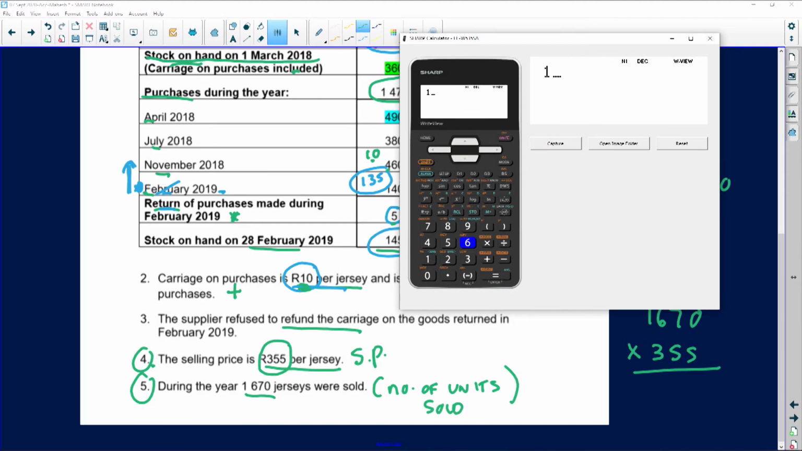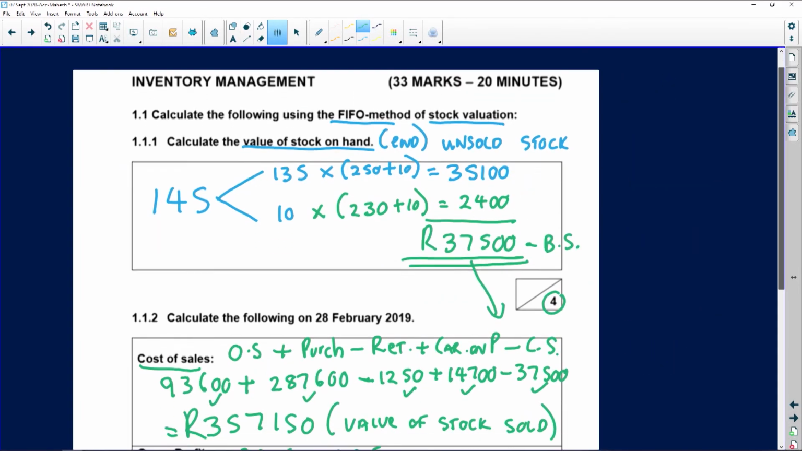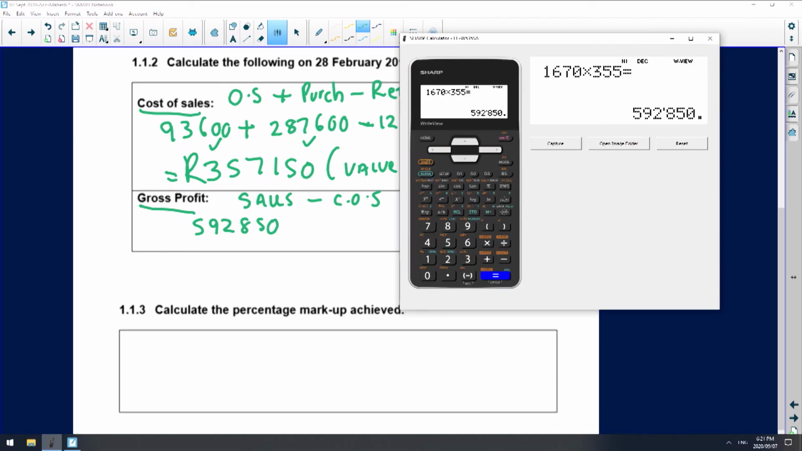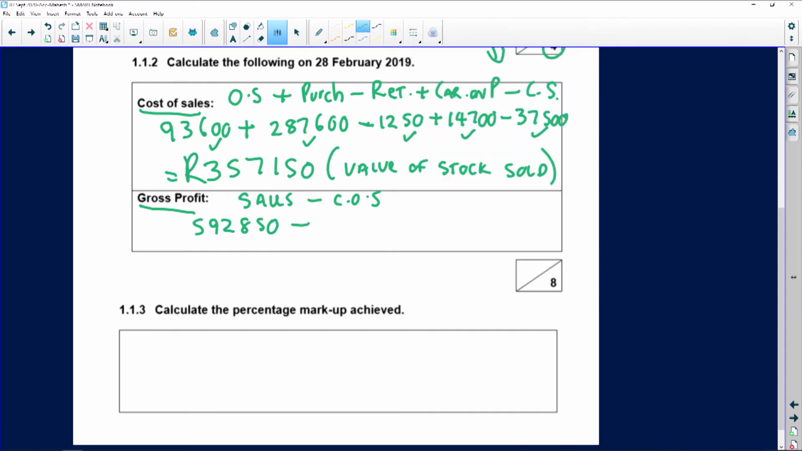Okay, so units 1,670 times 355, and that is giving us our sales amount of 592,850. Okay, so I'm just going to take that through. So my total sales figure, an amount of 592,850. I just want to double check that that was the answer I got. 592,850, correct.